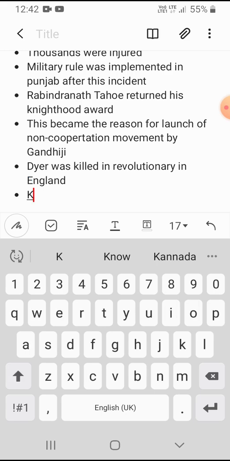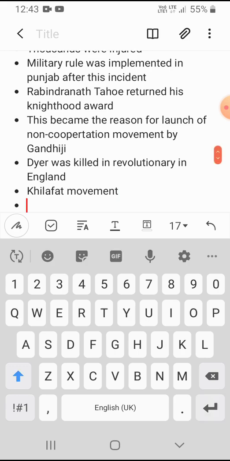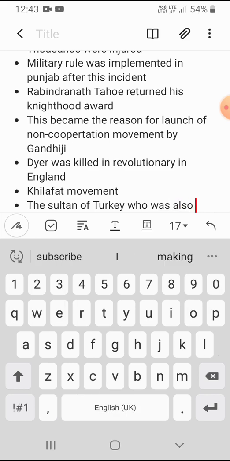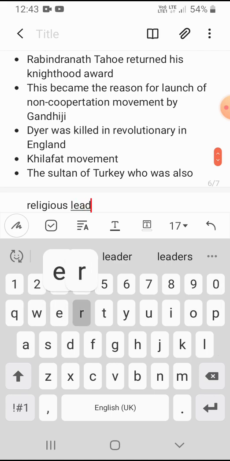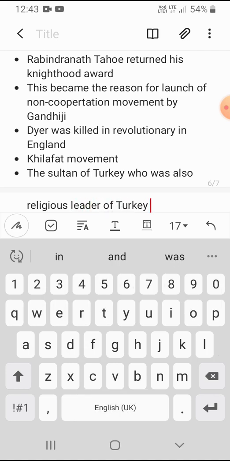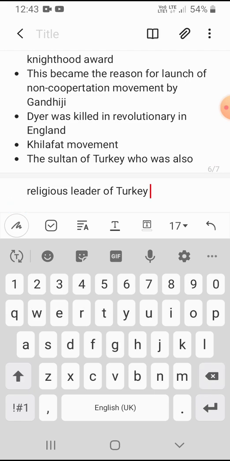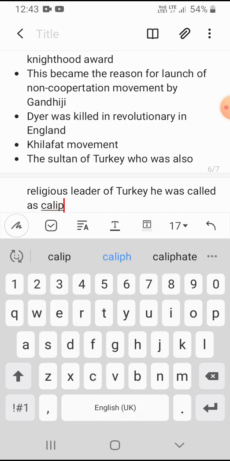Next is the Khilafat movement. The Sultan of Turkey was also the religious leader of Turkey, and he was called the Khalif.